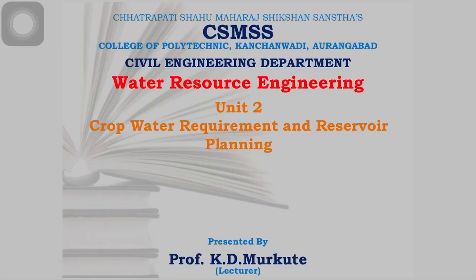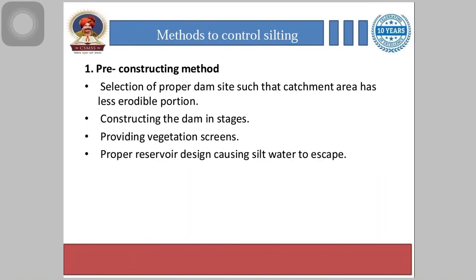So there are two methods, that is pre-constructing methods and post-constructing methods. We are also going to see their measures, and after that we will see the different types of control levels in dam, and lastly we will see the fixing of these control levels. So let us see methods to control silting. First is pre-constructing methods.